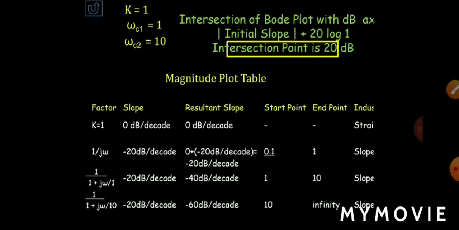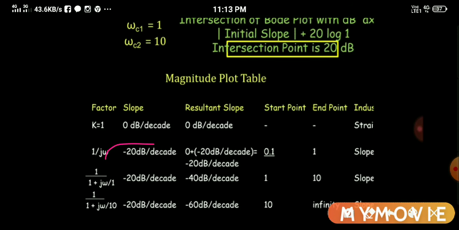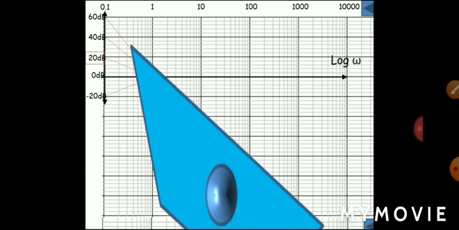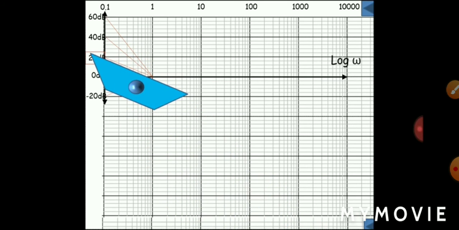So these are some values, 0.1, 0.3, 0.5. You can take your own values from 0.1 to 100, or else 0.1 to 1000 also. For these omega values, we have put the values. See here, we have got minus 90, then minus tan inverse of omega by 1, minus tan inverse of omega by 10. Same thing, put the omega values and you will get the angles.